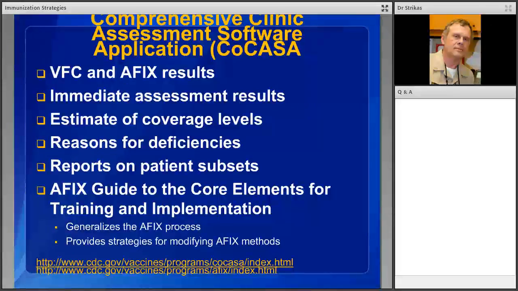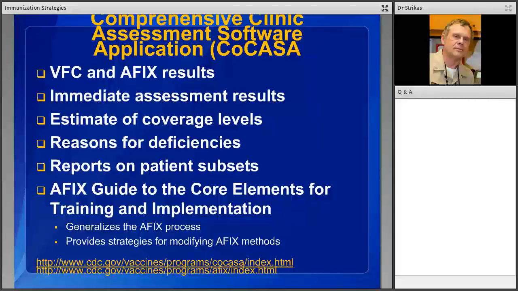I mentioned earlier CDC has developed a software program titled Comprehensive Clinic Assessment Software Application, or COCASA, to enable electronic entry of AFIX and VFC site visit data. COCASA, first released in December 2005, is an update of previous versions of CASA. Using COCASA, a reviewer enters appropriate basic information about an individual provider and conducts an assessment of patient records. The user also has the option to record AFIX visit outcomes and VFC site visit information.